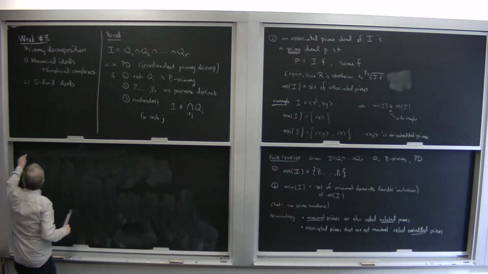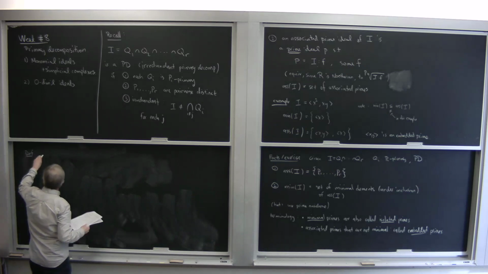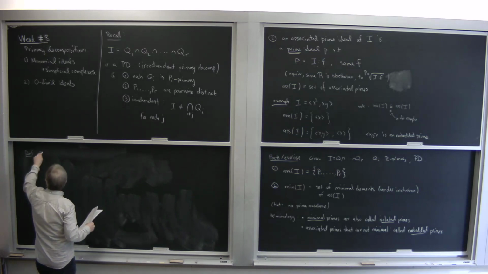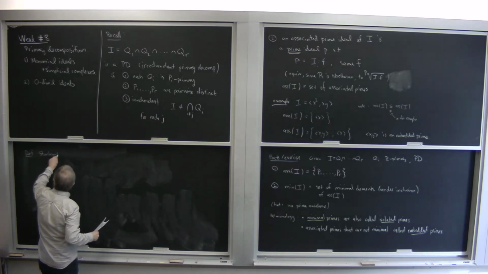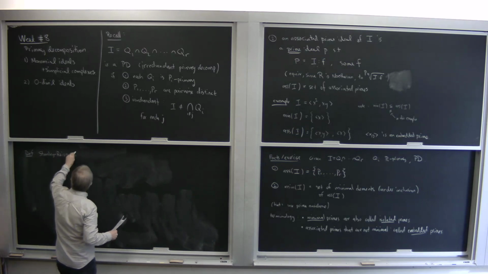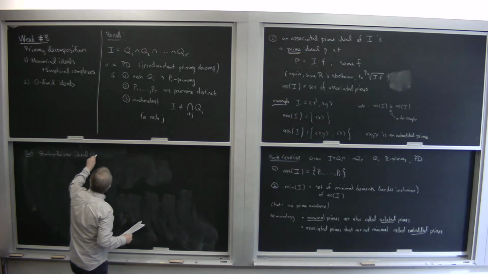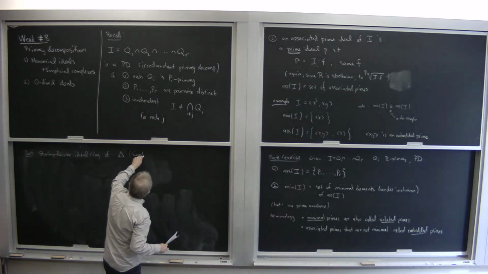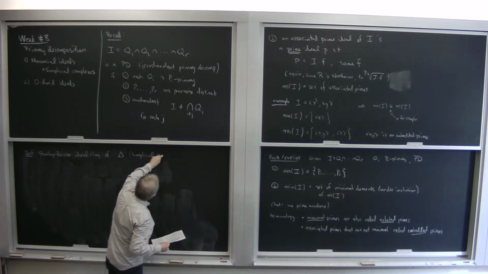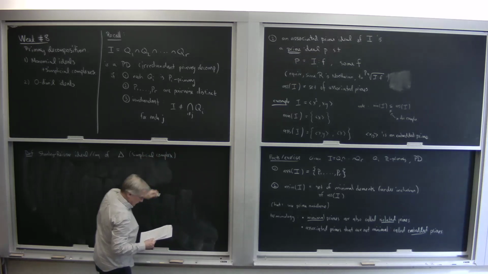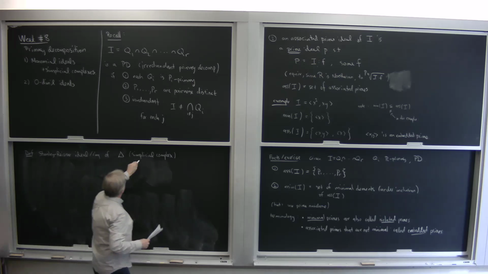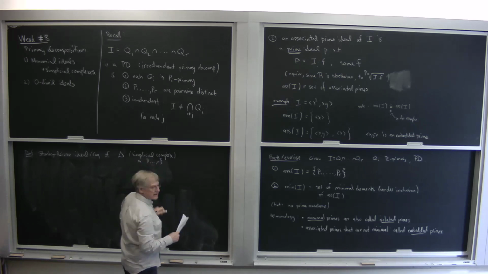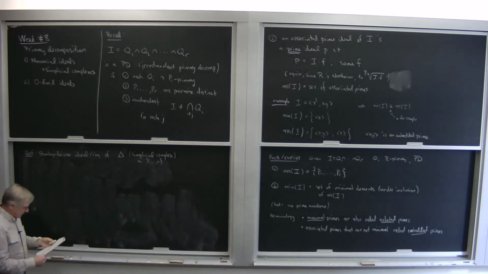Okay. So definition, the Stanley-Reisner ideal, or the ring also, of delta, which is a simplicial complex. Let's say on the set 1 to n, although it doesn't have to be on that, it could be on any set, but let's just leave it like this.